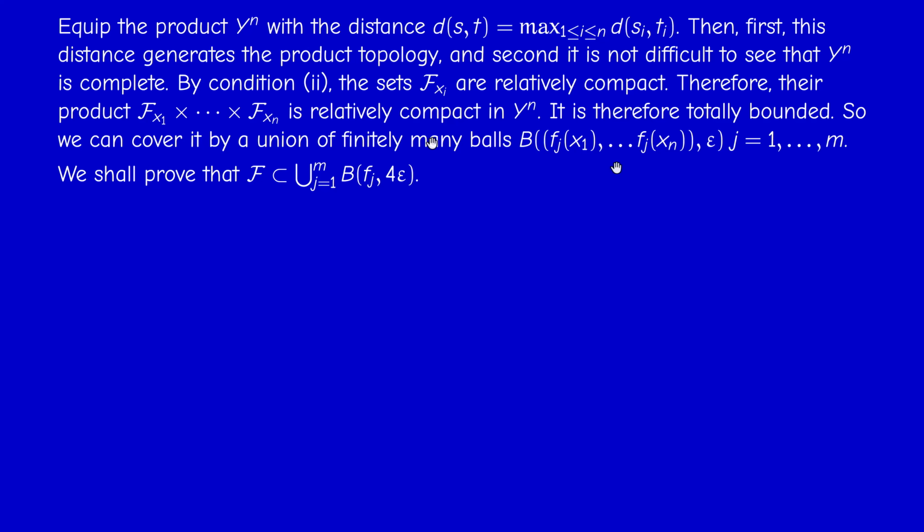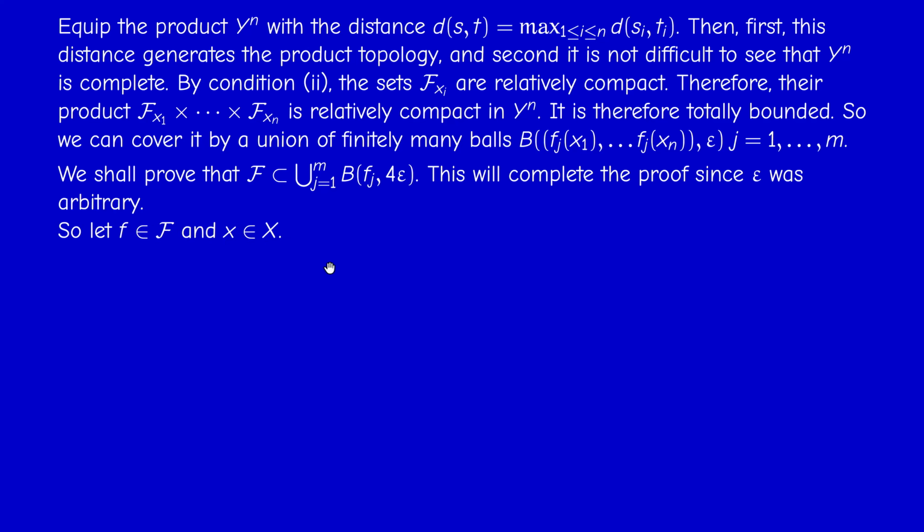And we'll prove that F is contained in the union of all these balls, but of radius 4 epsilon. Now, as you observe, 4 epsilon, 5 epsilon doesn't matter. If I wanted exactly epsilon here, I should have taken epsilon over 4. So it doesn't really matter. And this will prove my claim. This proves exactly that F is relatively compact or totally bounded.